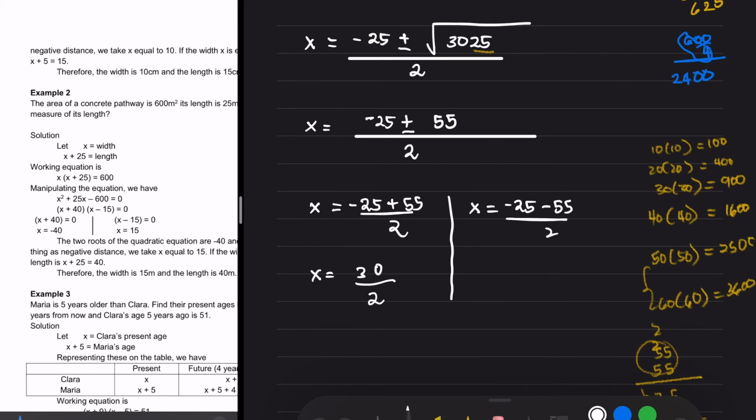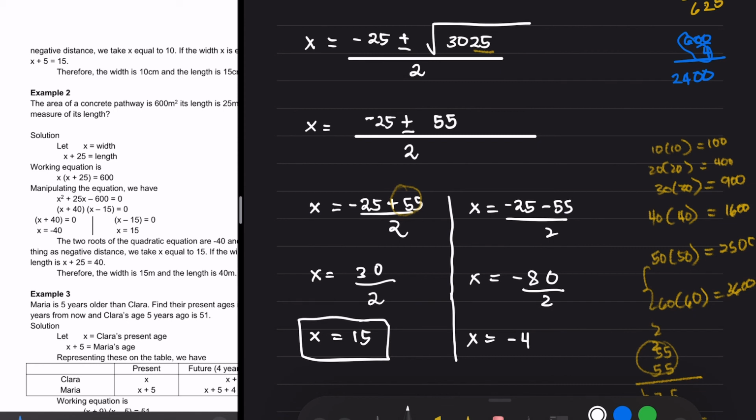Yusin lang natin. Positive, negative. That is positive. Kasi mas malaki yung 55. So, 30 divided by 2, that is 15. So, this is the first value of x. Second value of x. This will become negative. So, mag-a-add tayo. Kasi nga, same sign. So, 55 plus 25, 80. Right? Over 2. That's negative. Kasi nga, same sign sila. Negative 80 divided by 2, that's negative 40.